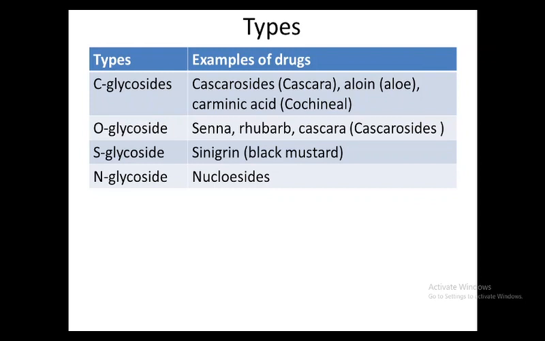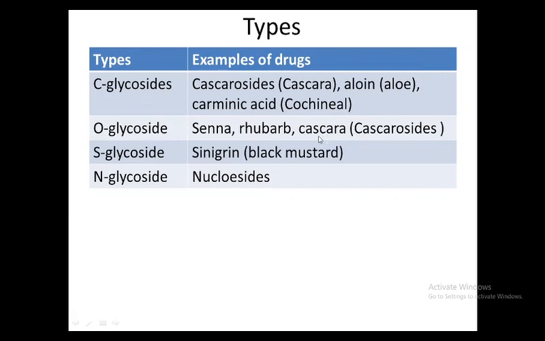Then S glycosides means the sulfur atom of the aglycone is involved in the attachment with the sugar moiety. An example is sinigrin glycoside. Sinigrin is a type of glycoside found in black mustard. And last are the N glycosides, where the nitrogen atom of the aglycone is attached to the sugar moiety. An example is nucleosides.